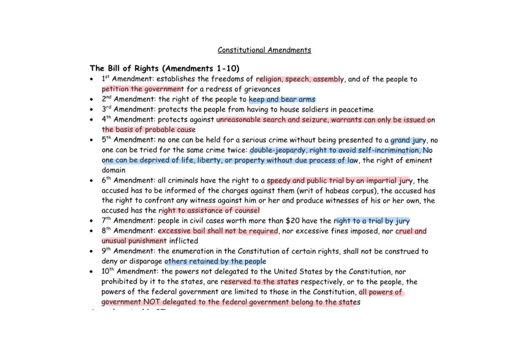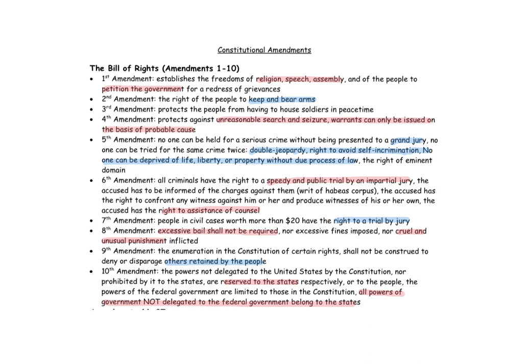So, the Sixth Amendment: a speedy and public trial by an impartial jury, and the right to assistance of counsel, so legal counsel provided for all if they are unable to provide their own. The Seventh Amendment, right to a trial by jury. So the 5th, 6th and 7th is very much the rights of individuals suspected of committing crimes.